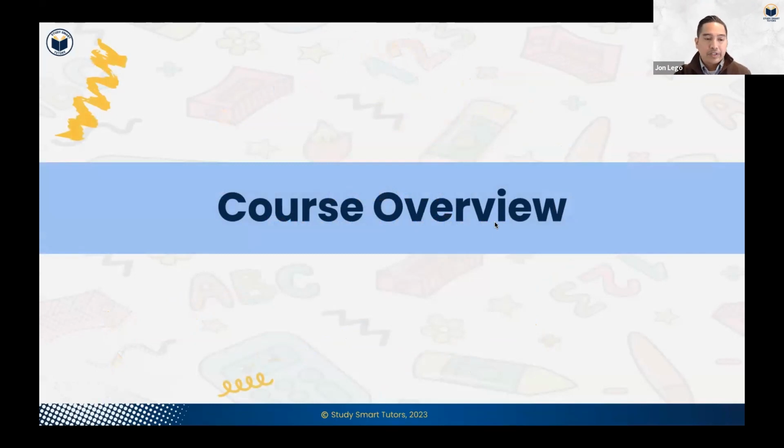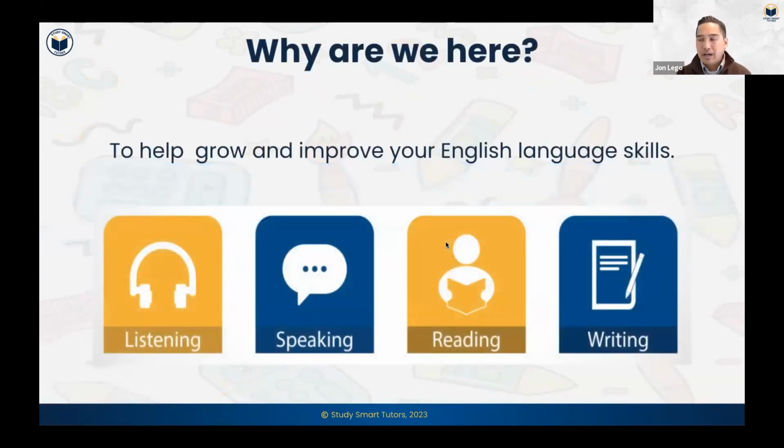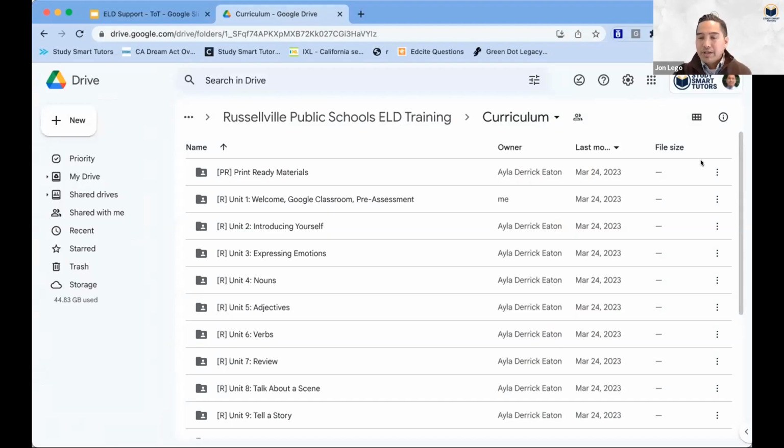So this is our ELD Level 1 course, which is really an introduction to the English language. What we focus on within these materials is to grow and improve English language skills. Now, in that curriculum folder, you're going to notice units 1 through 12. Each of those units is pretty much a week or a theme of topics that are going to be covered within a set of learning modules.